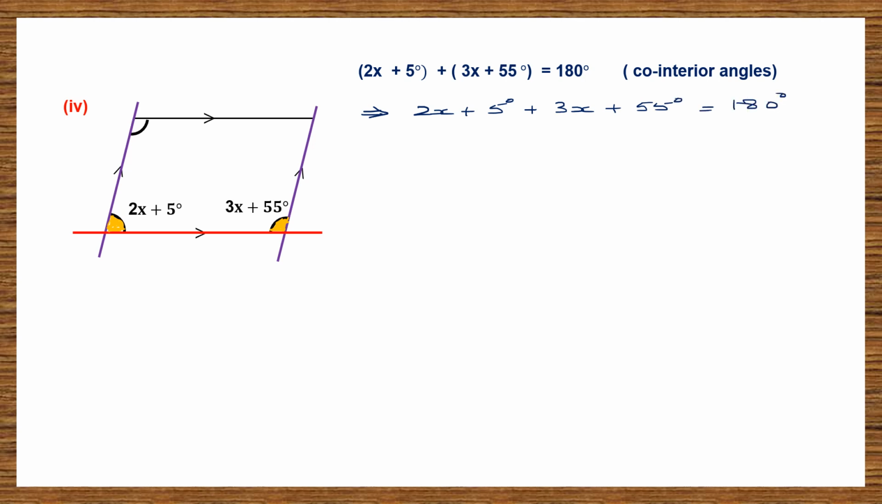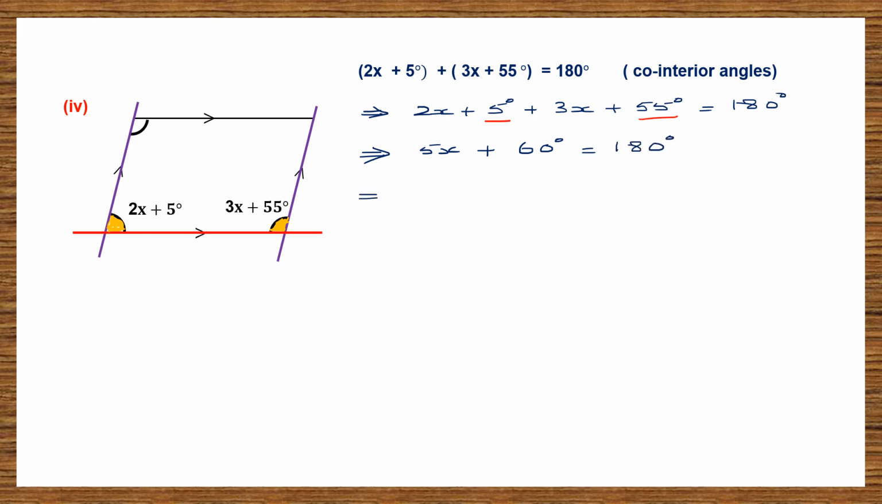Now take only the x terms together. We have 2x plus 3x. 2x plus 3x is 5x. So let me write that, 5x. Now let's take the numbers alone. So here we have 5 degrees and here we have 55 degrees, plus 55. So when you add up both, you get 55 plus 5 is 60. So that is plus 60 degrees. This is equal to 180 degrees.